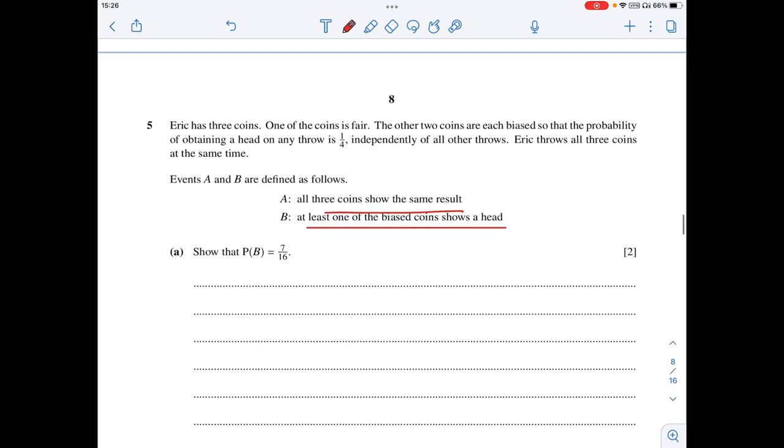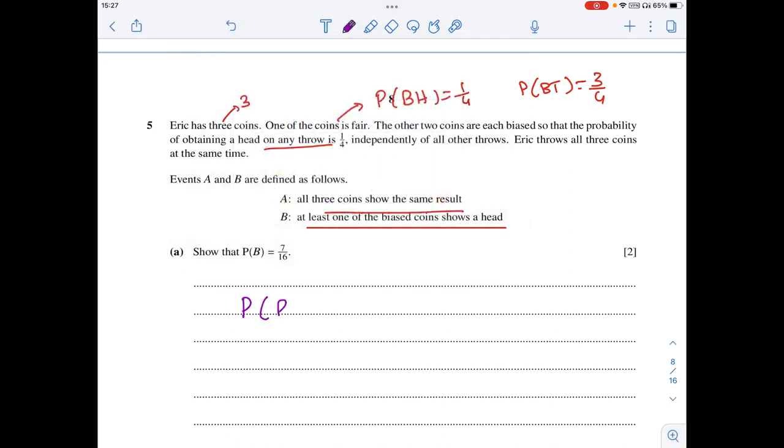So what is he telling us? He has how many coins? First of all, 3 coins. One of the coins is a fair coin. The other 2 coins are biased, so that the probability of getting a head is 1 upon 4. So for this, the probability of getting a biased head is 1 upon 4, and the probability of getting a biased tail will be 3 upon 4. Now what is he asking? He is asking that B, at least one of the biased coins can show a head.